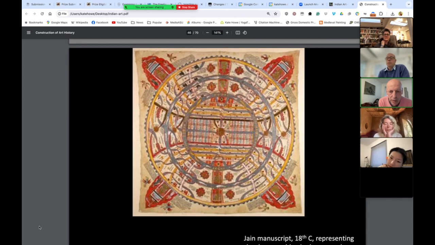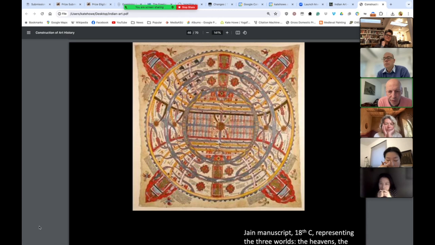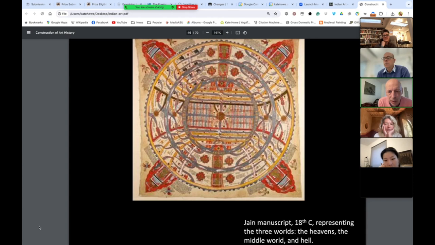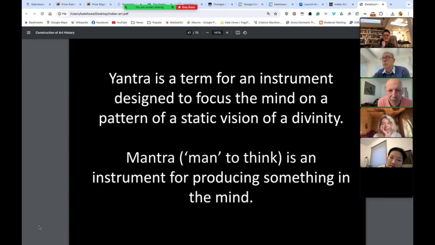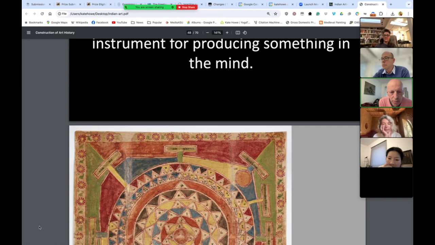Next. It's a Jain manuscript of different worlds. So a mapping of the cosmos. Next. Yantra is a term for an instrument designed to focus the mind on the pattern or static vision of a divinity. Mantra comes from man, to think, and is an instrument for producing something in the mind. Next. The Jain Yantra.